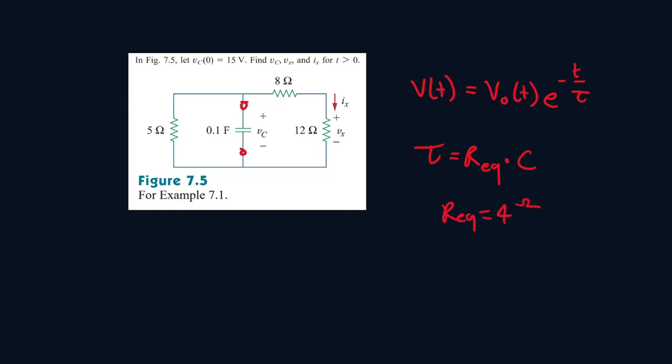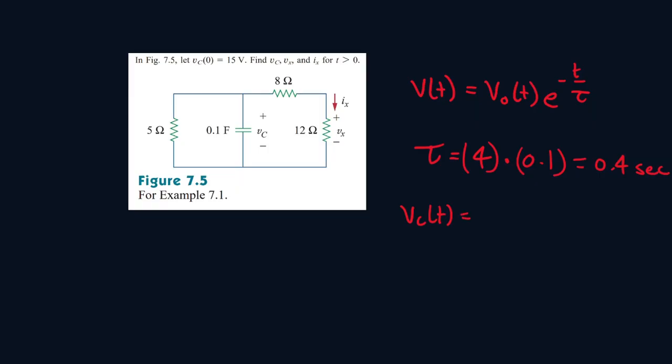Now we multiply it by the capacitor, and the capacitor we found the equivalent under was 0.1 farads. So it'll be 4 times 0.1, and this gives you 0.4 seconds. Okay, the time constant is in seconds. And now we can solve for the formula for VC.